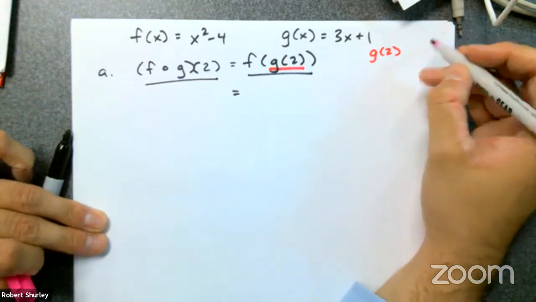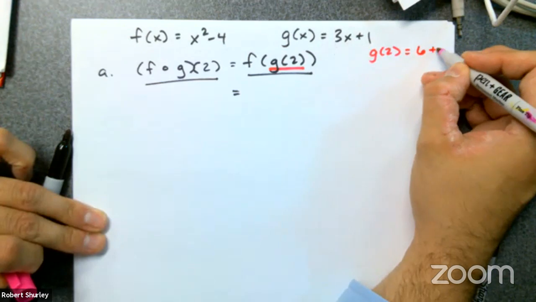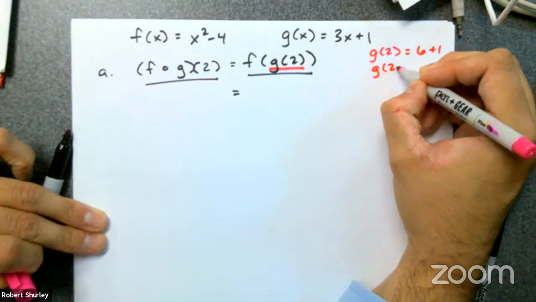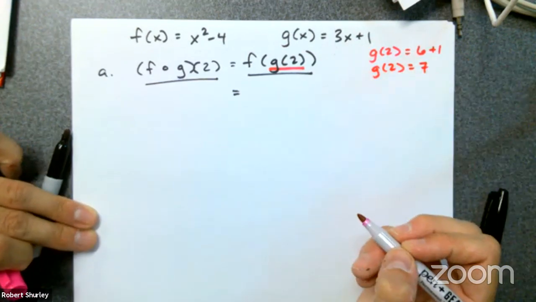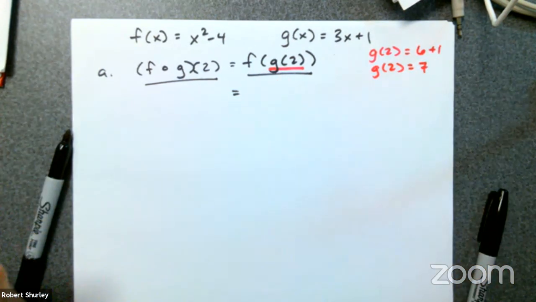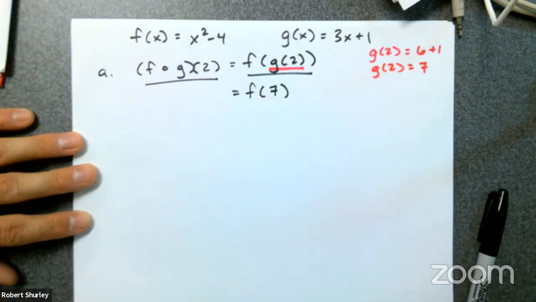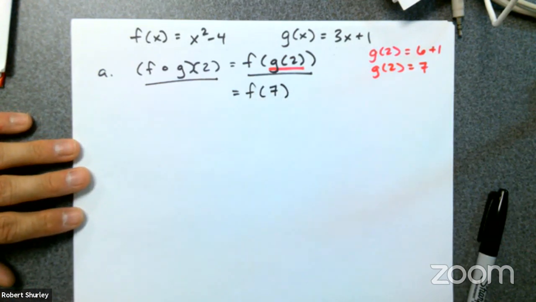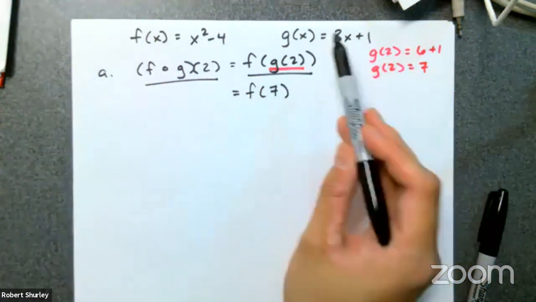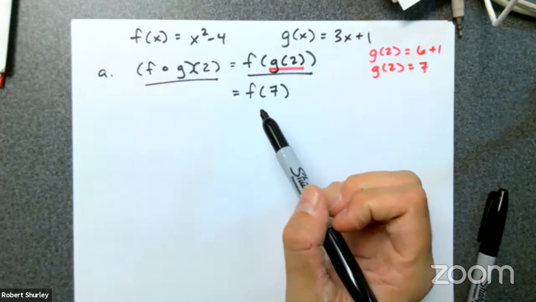g of 2 would just be 3 times 2 is 6, plus 1. So g of 2 would be 7, right? You guys see that? So now I've got to plug that back in. So this becomes f of 7, okay? Because my g of 2, I found out from this equation, was just 7. Now I just need to find f of 7.